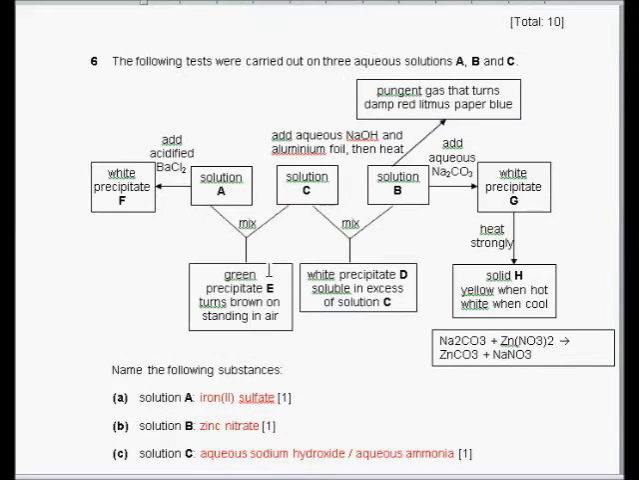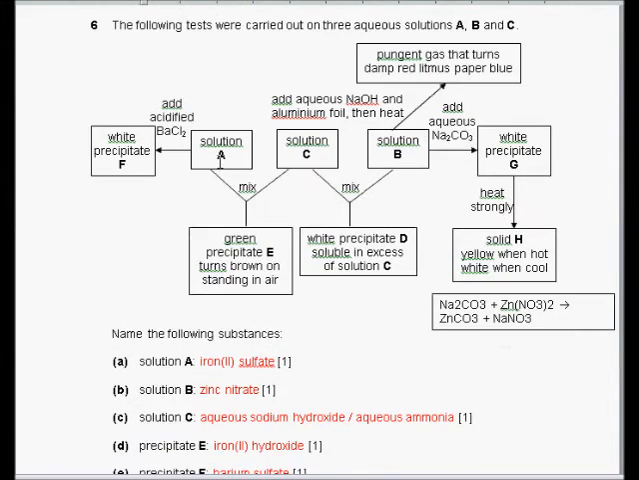Now for this question, the following tests are carried out on the aqueous solutions. Over here, add acidified barium chloride. This is a test for sulfate ion, which means that this white precipitate must be barium sulfate. Okay, and this substance must have sulfate ion.